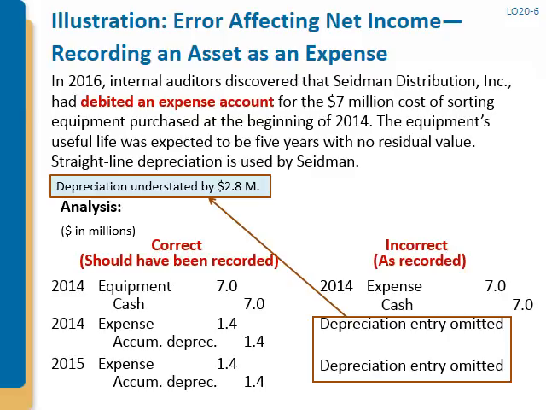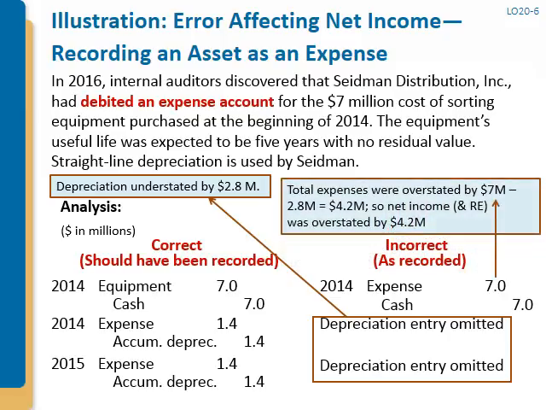Sometimes the analysis is easier if you recreate the entries actually recorded incorrectly and those that would have been recorded if the error hadn't occurred, and then compare them. This analysis is described in the slide. During the 2-year period, depreciation expense was understated by $2.8 million, but other expenses were overstated by $7 million, so net income during the period was understated by $4.2 million. This means retained earnings is currently understated by that amount. Accumulated depreciation is understated by $2.8 million.